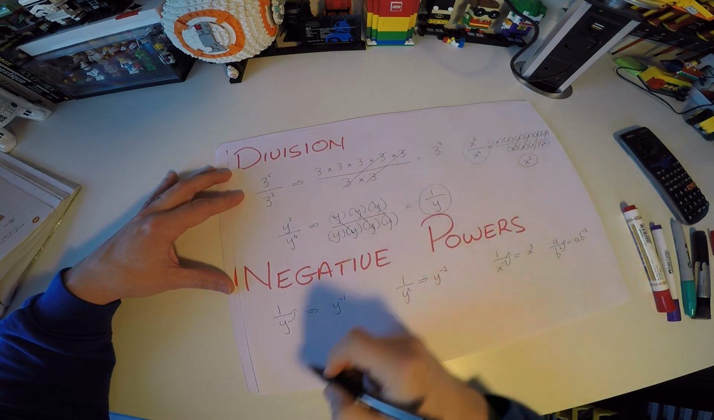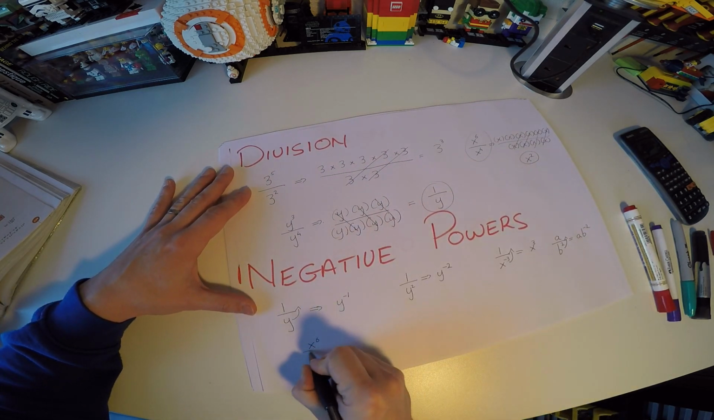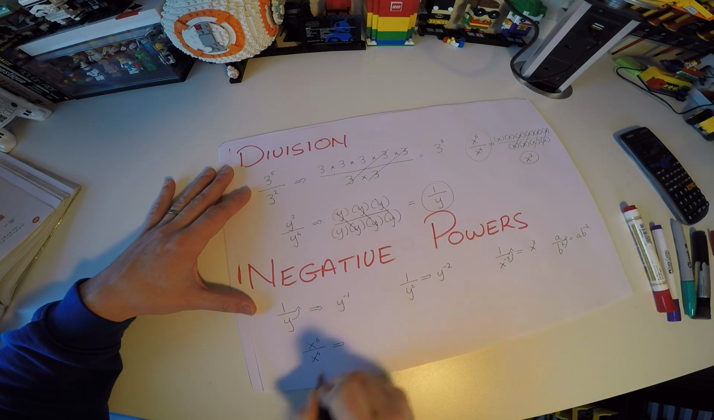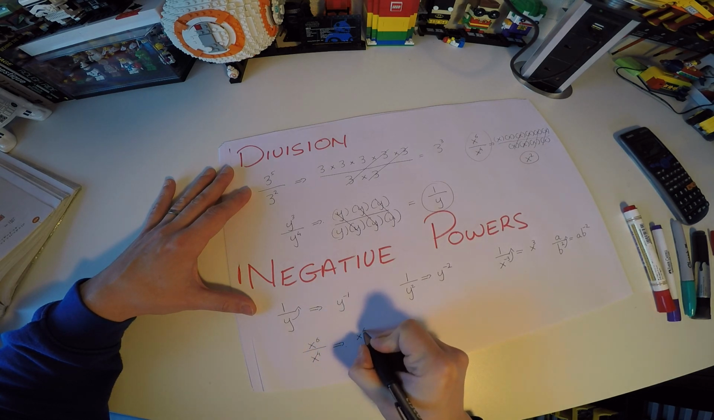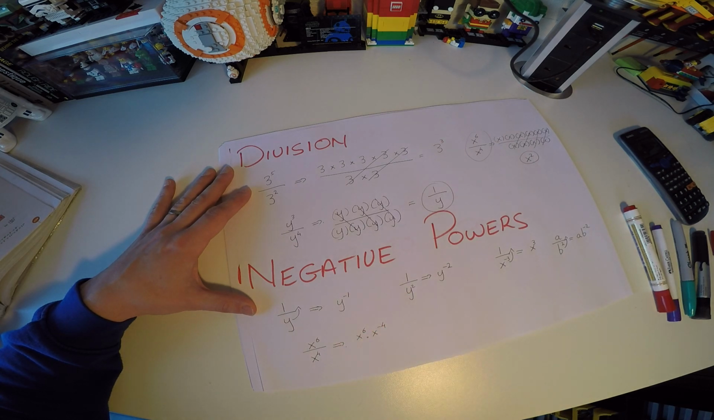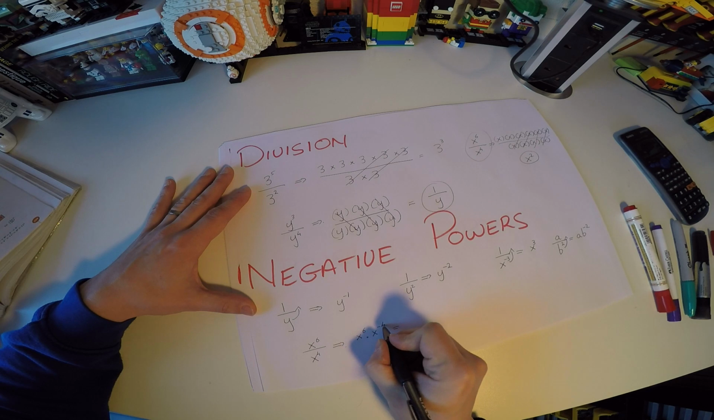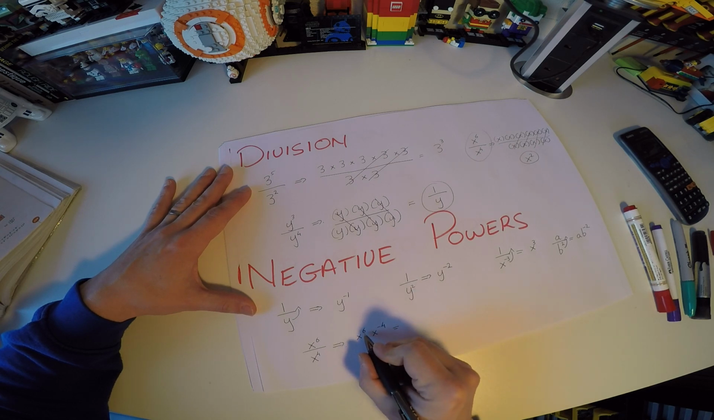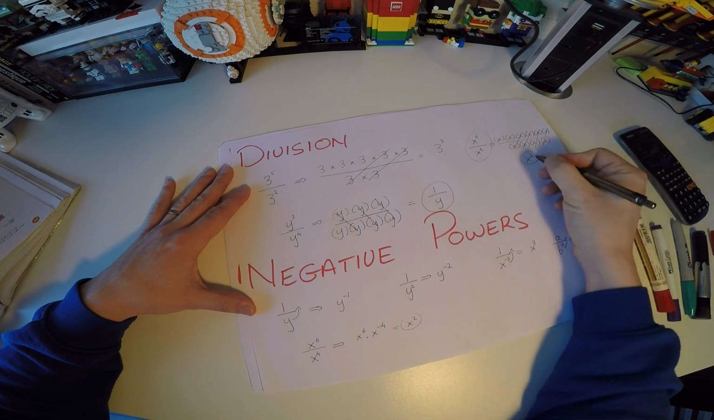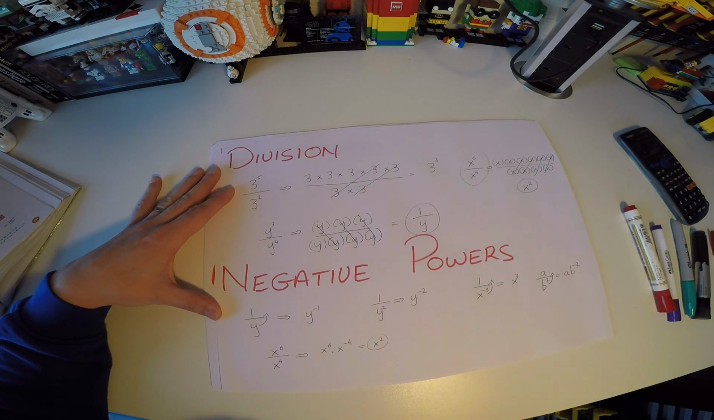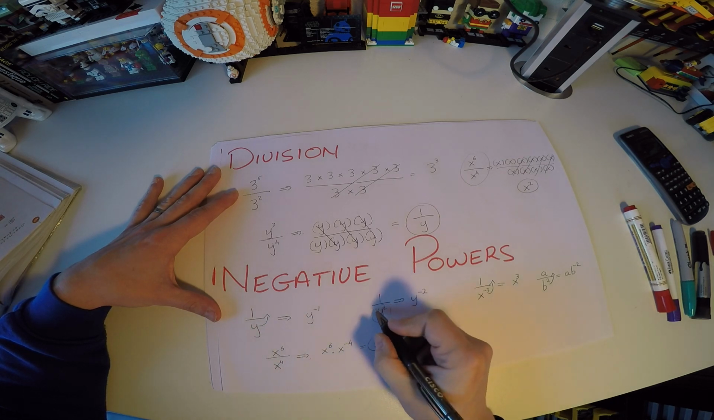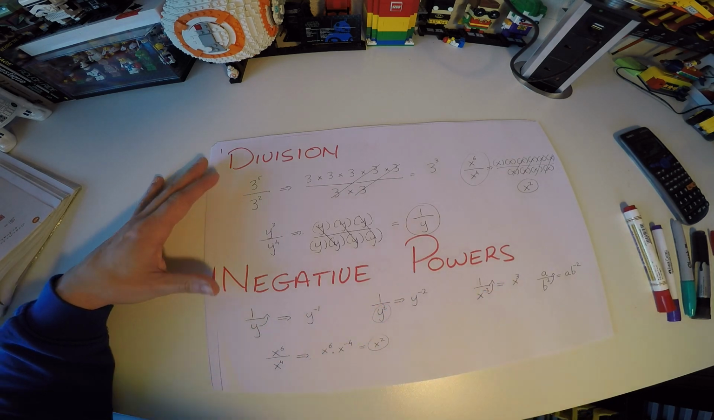If we look at this one here, x to the 6 over x to the 4. We can bring up x to the 4 and we get x to the minus 4. And we can actually just add these two powers. That's the next rule, but 6 minus 4 is 2. And you can see that we get the same answer as what we got up here. So negative powers: remember, you bring the number with the exponent above the line, and you change the sign of the power.